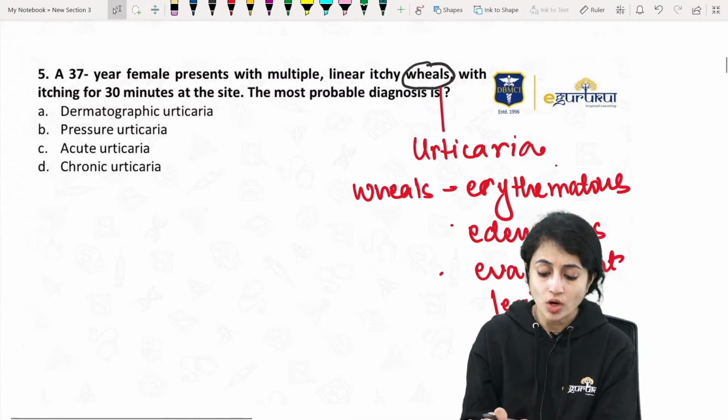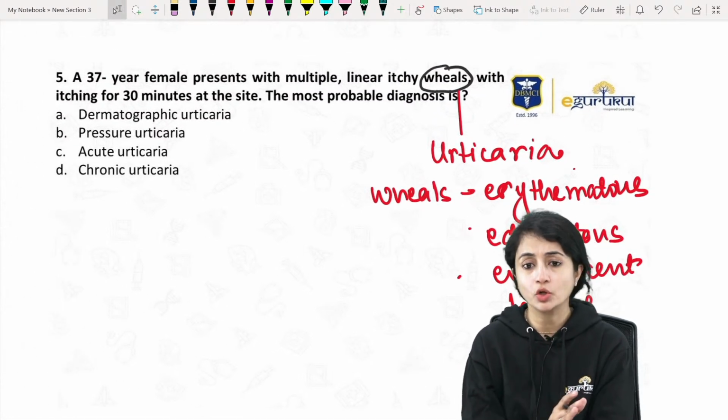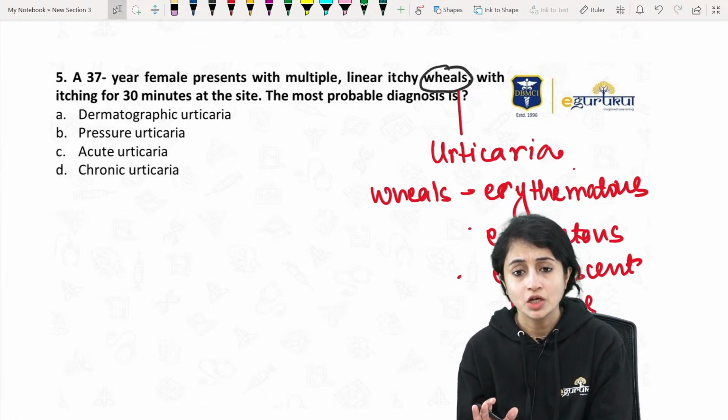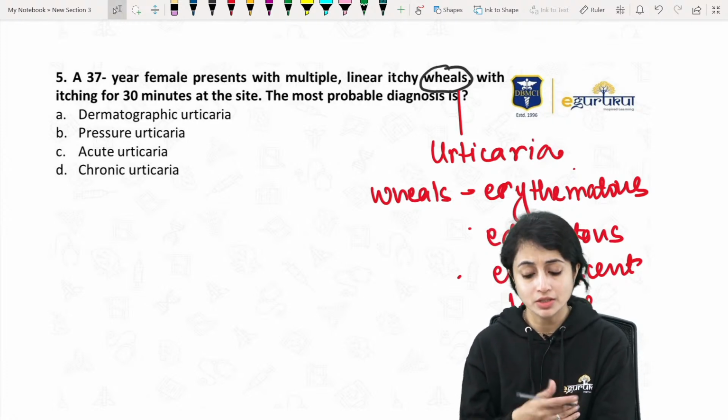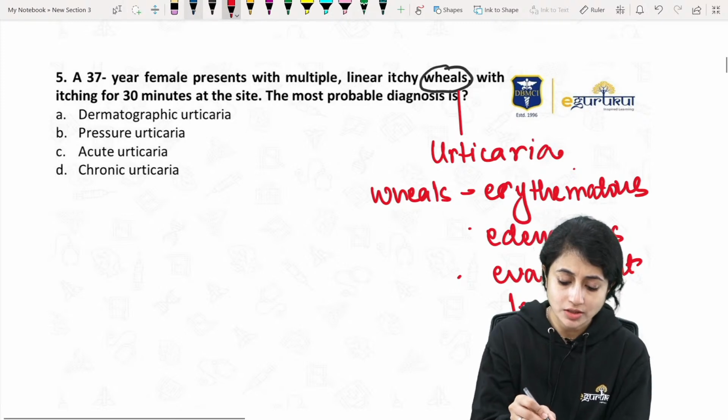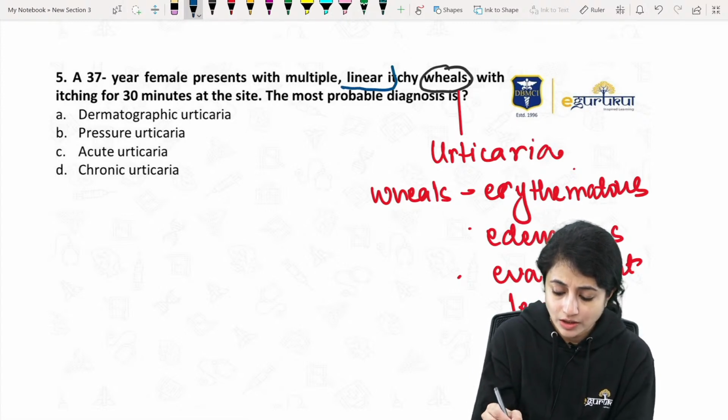Clear? So I have wheals here, and if I look at the options, all of them are urticaria. So I need to identify other points in the question which tell me what kind of urticaria it is. Now the other pointer that helps me is linear.